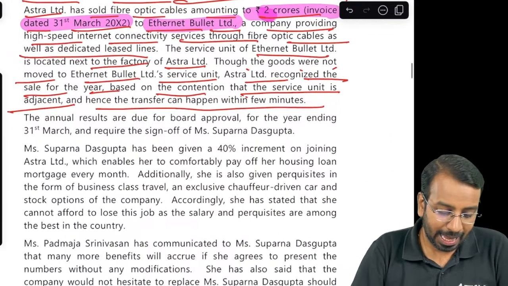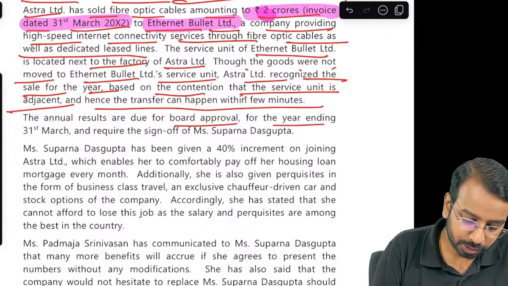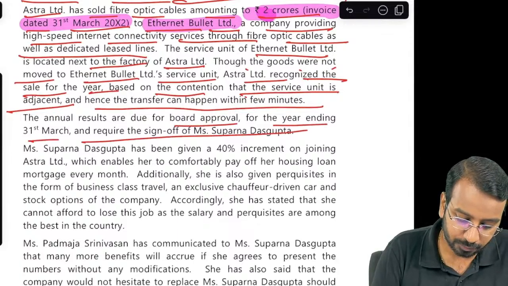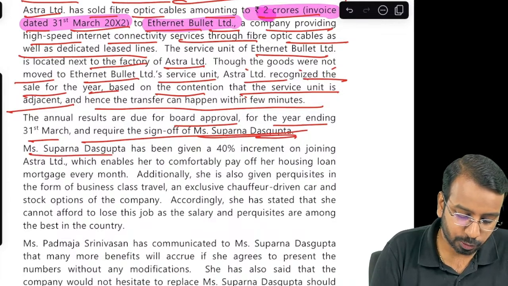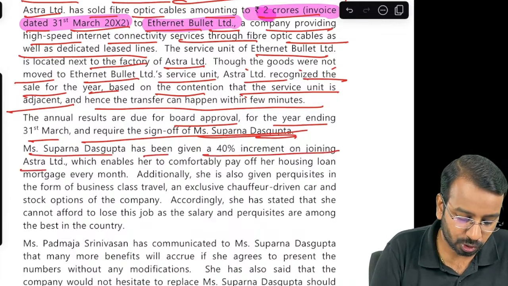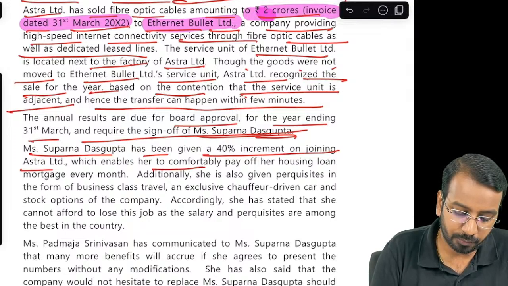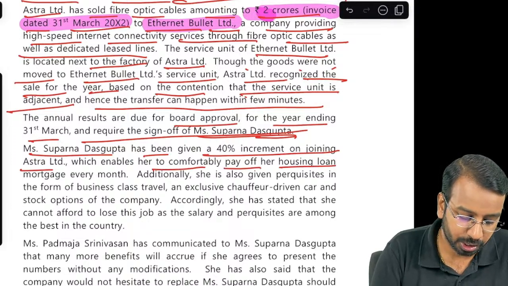Okay. Annual results are due for board approval for the year ending 31st March and require the sign off of Ms. Dasgupta. Ms. Dasgupta has been given a 40% increment on joining Astra Limited, which enables her to comfortably pay off her housing loan mortgage every month.